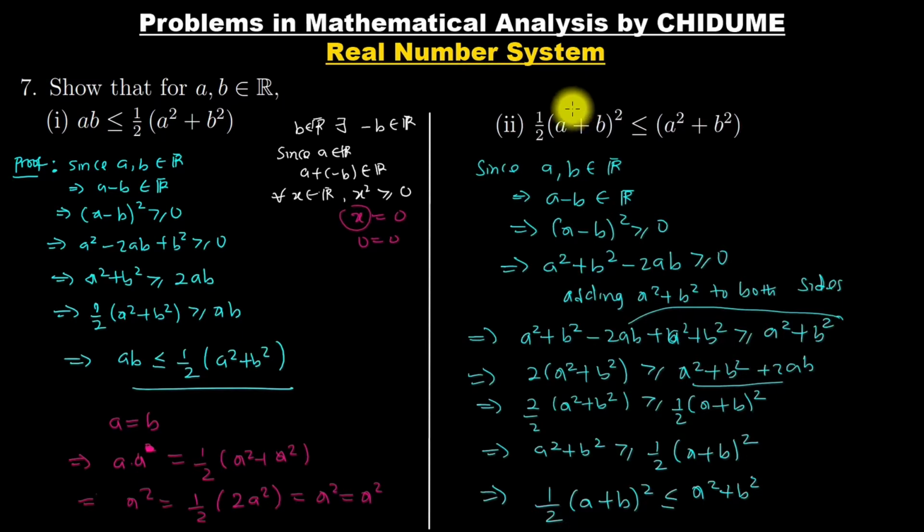It's also true for this one if a equals to b. So if you put a to be equals to b, that means I'm going to have 1 over 2 open bracket a plus a, which is 2a all square. You will see that it will be equals to 2a square. Because if you square this, I'm going to have 4a square divided by 2, which will give me 2a square. That means I have 2a square to be equals to 2a square. You can see that equality holds when a equals to b. So let's move ahead to the next question.